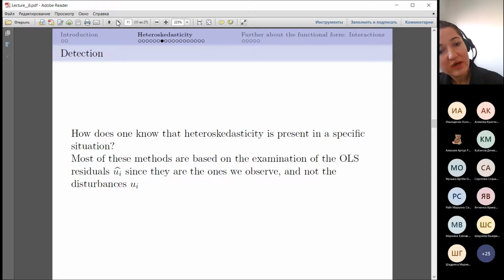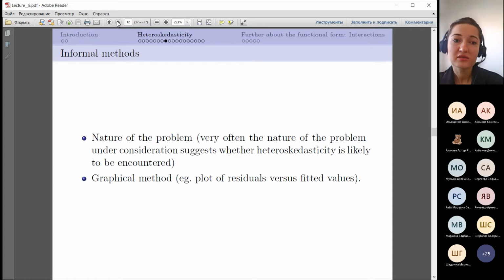Skewness and kurtosis is about the distribution, about the normality or approximate normality or non-normality of the distribution of our variables. When we talk about heteroscedasticity, we need to take a look at the residuals, not only at the normality of the distribution of these residuals. We need to find some patterns.